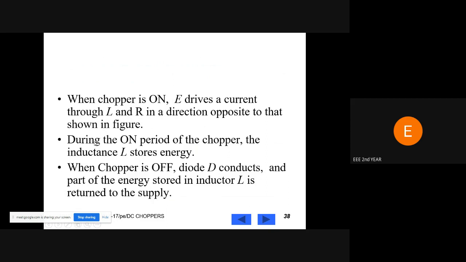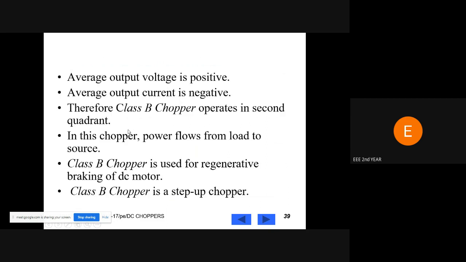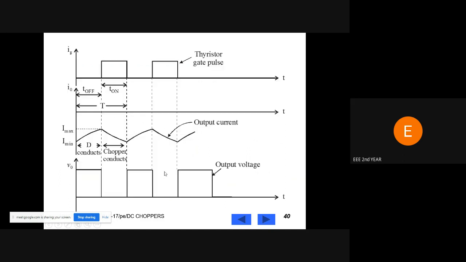During the on period of the chopper, the inductance L stores the energy. When the chopper is in off condition, the diode conducts and part of the energy stored in the inductor L is returned to the supply. The total average output voltage is positive, average output current is negative. Therefore, the class B chopper operates in the second quadrant. In this chopper, the power flows from load to source. The class B chopper is used for regenerative braking of a DC motor. The class B chopper is a step up chopper.